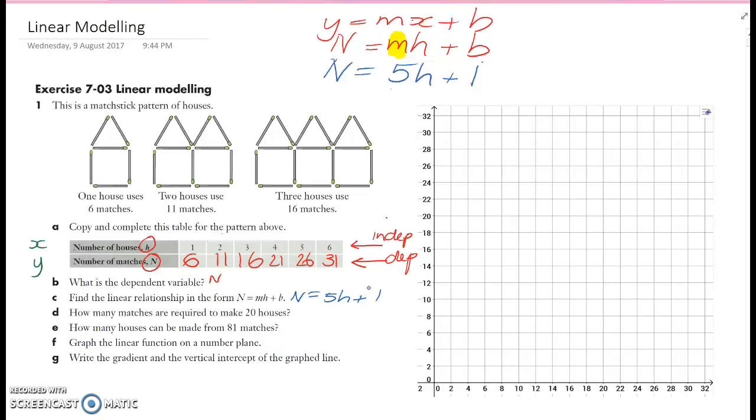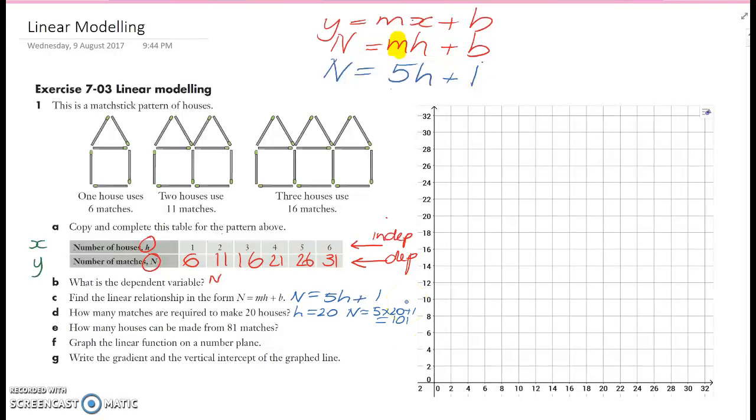So how many matches are required to make 20 houses? So h is 20. So that means n is going to be 5 times 20 plus 1. Means I'm going to need 101.